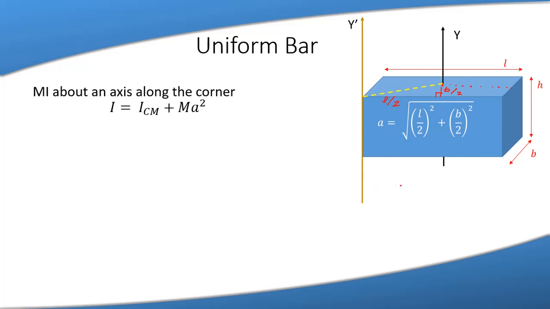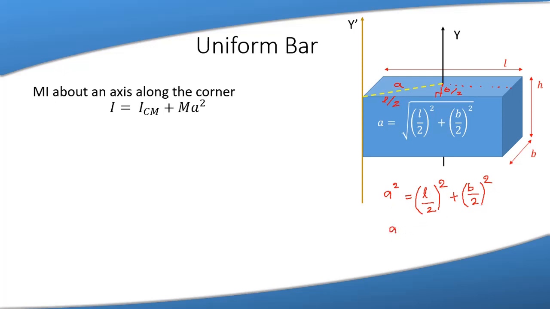Therefore, according to the Pythagoras theorem, if this is the length a, then the hypotenuse squared is equal to the base squared plus the altitude squared. So a square will be equal to the base square, and the base is here l by 2, plus the altitude, whose length is b by 2. Therefore, a square will be equal to (l by 2) square plus (b by 2) square.